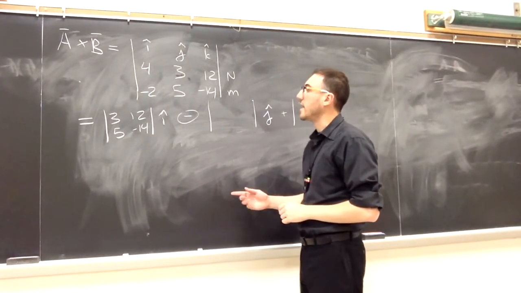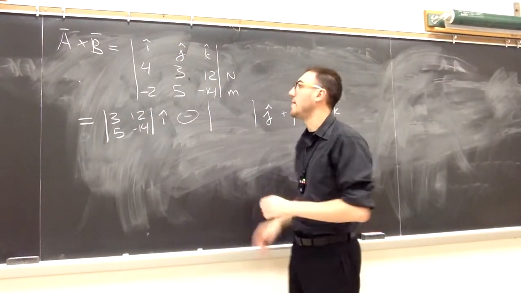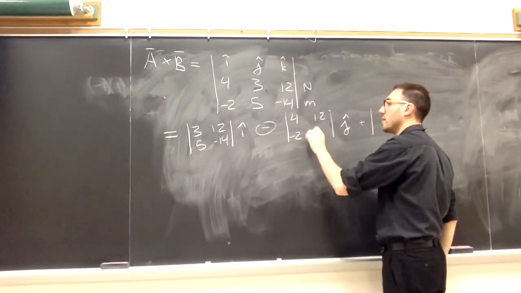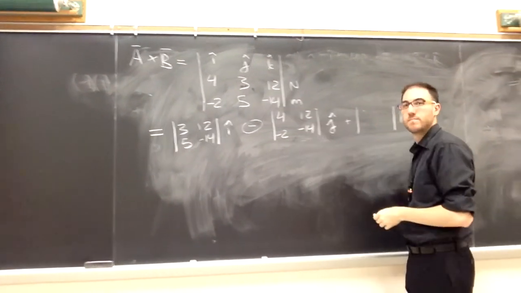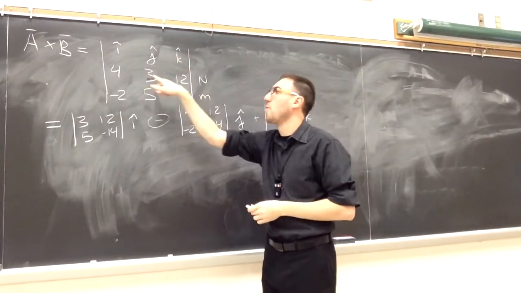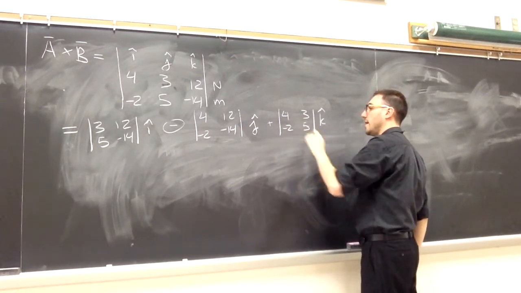With j, again, we cover up the column j is in and the row j is in, and write down everything that's left. We have a 4, we have a 12, a -2, and a -14. And with k, if we cover up its row and column, we're left with 4, 3, -2, 5.